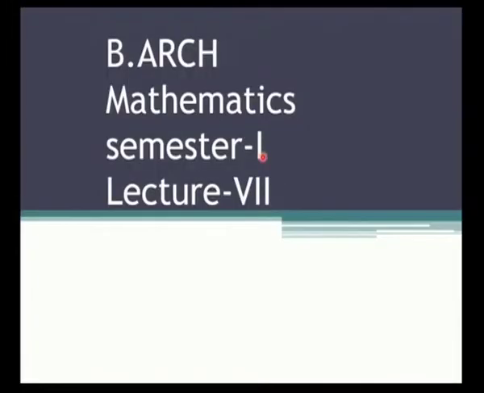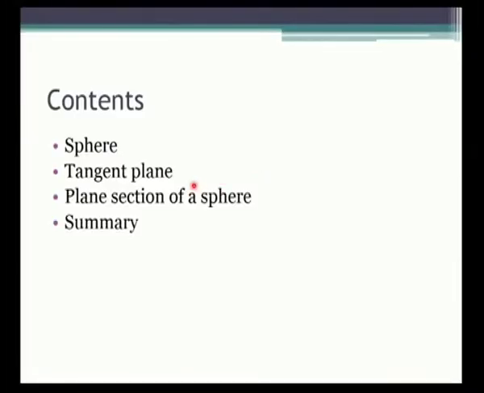Welcome to UGC lecture series B.Arc Mathematics Semester 1 Lecture 7. In this lecture, we are going to see the contents of sphere, tangent plane to the sphere, plane section of a sphere. These are all the concepts we are going to see in this lecture. We know sphere is a three-dimensional solid body. The volume of a sphere can be obtained by a very basic formula like 4 by 3 pi r cube, where r is the radius of the sphere. That is in higher secondary level.